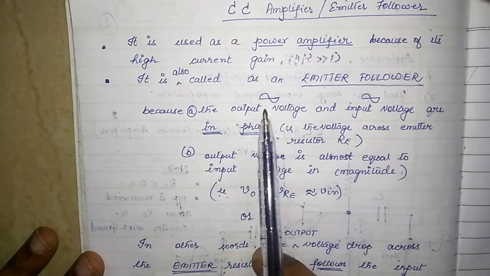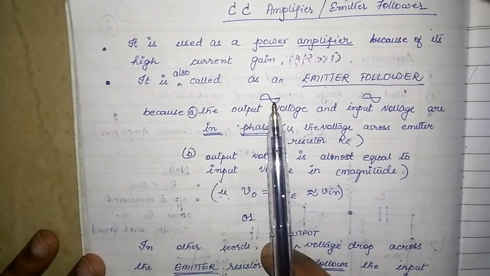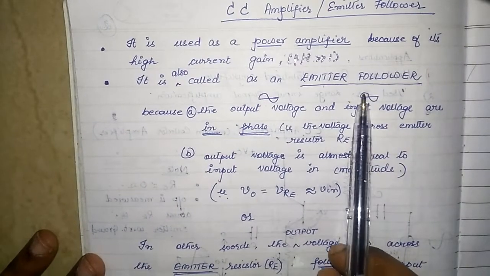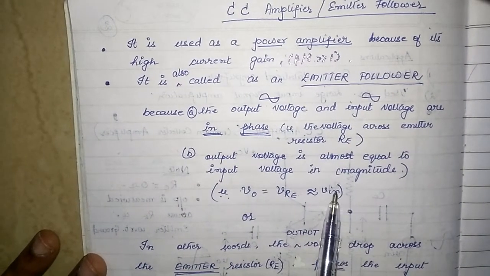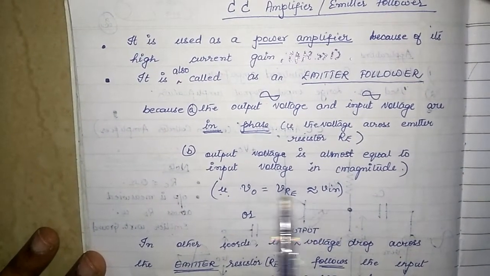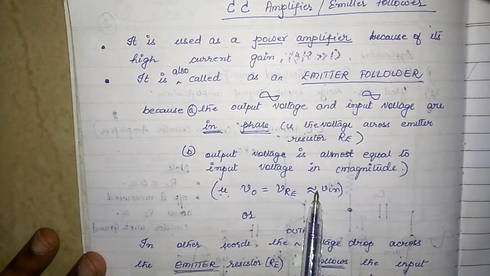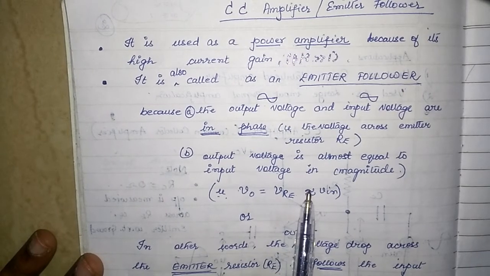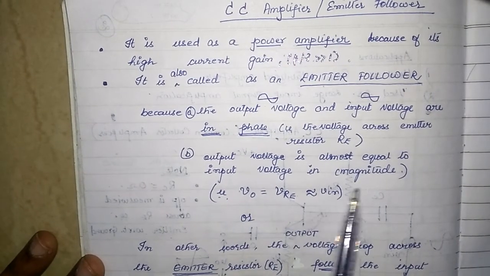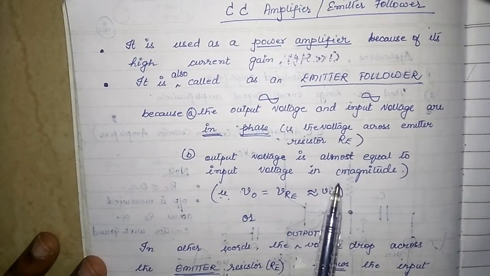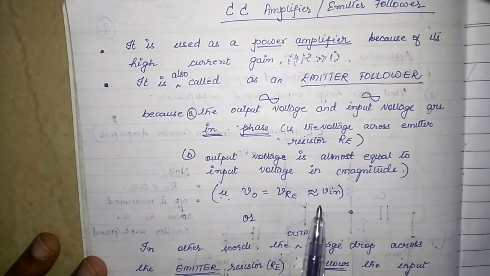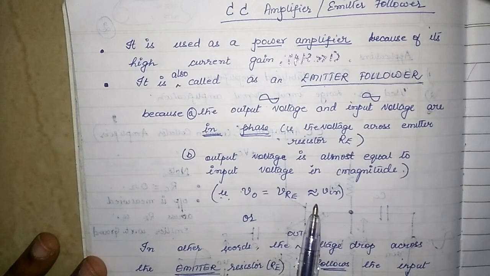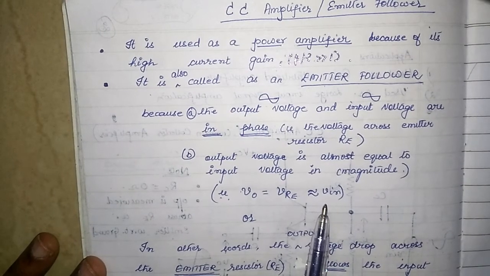Now what do you mean by phase? Already a short while ago I told you that the output voltage and input voltage are in phase with each other, and the output voltage and input voltage are equal, almost close to each other in magnitude. So this is the reason why you call a CC amplifier an emitter follower. The output across the emitter follows the input both in phase and magnitude. That's why a common collector amplifier is also called an emitter follower.